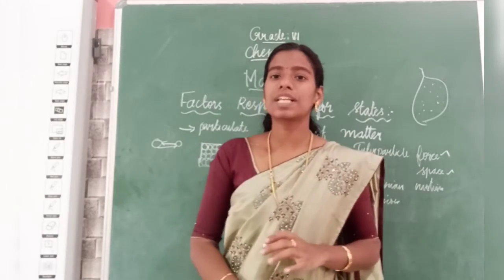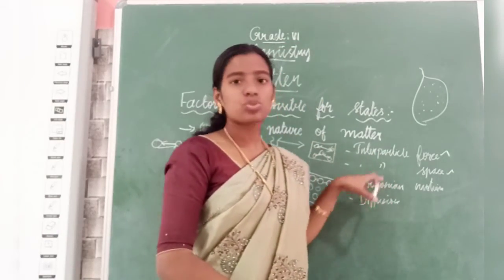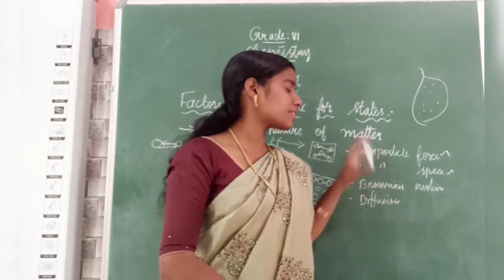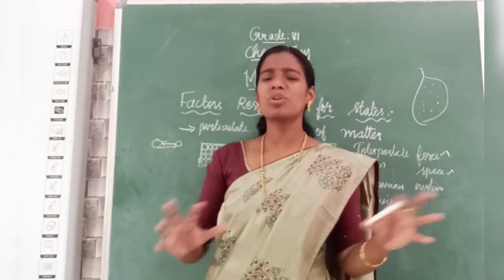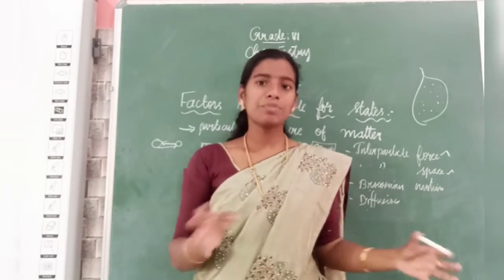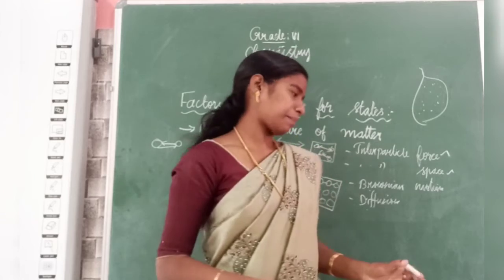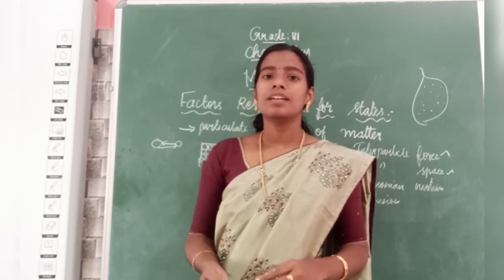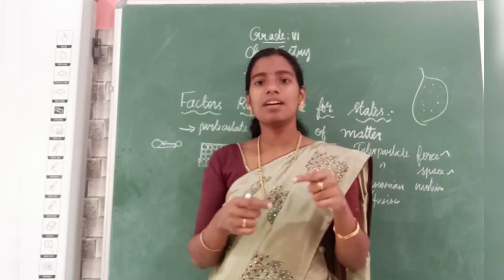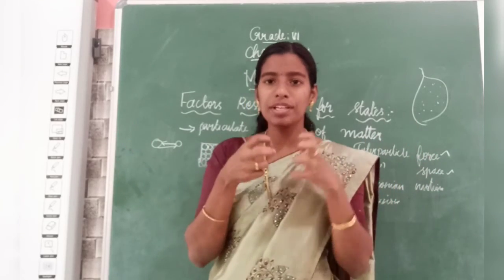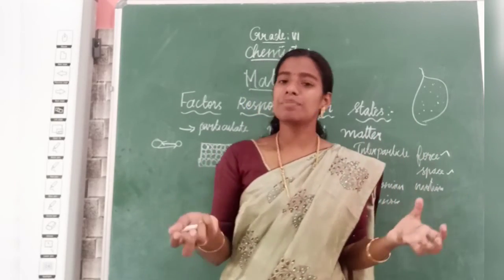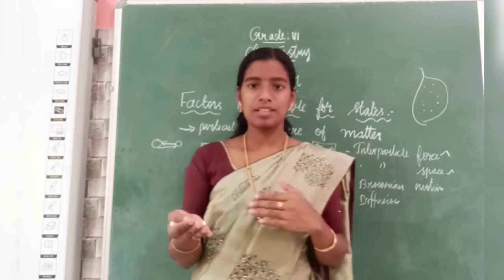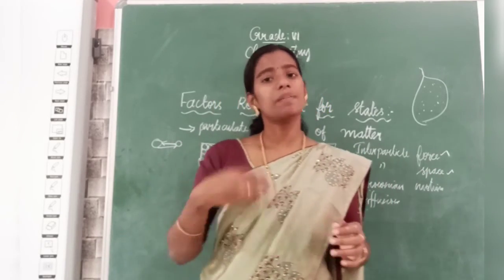In the next class we will start with the two remaining factors. Brownian motion talks about the movement of atoms inside the matter. Then diffusion. Diffusion means traveling or joining. So we can see the remaining two factors in the next class.